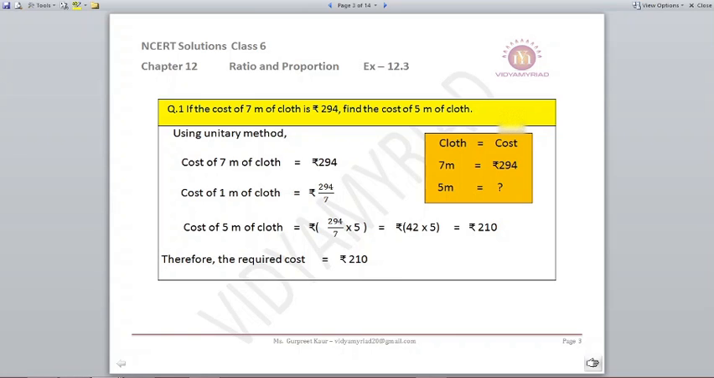Next, we have to find out the cost of 5 meters. So for 5 meters I will multiply by the cost of 1 meter. What was the 1 meter cost? 294 divided by 7. So I will multiply 5 with this to find out the cost for 5 meters. That comes out to be 210 rupees.